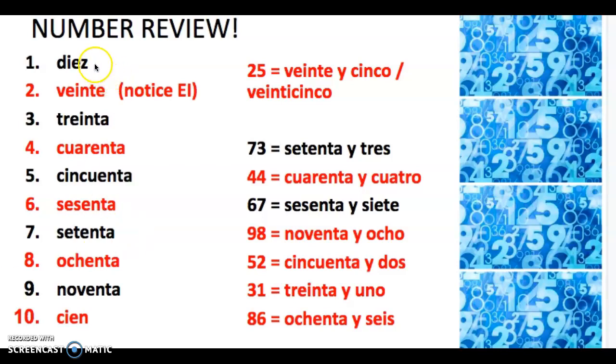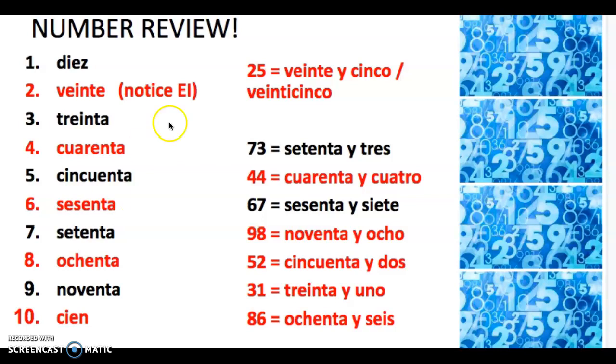So we reviewed 10 is diez, 20 is veinte. Notice the EI here. 30 is treinta. Notice the EI again. 40 is cuarenta. 50 is cincuenta. 60 is sesenta, like seis. 70 is setenta. 80 is ochenta, sounds like ocho. 90 is noventa. And 100 is cien. So make sure you know those because those are one of the most important building blocks to get to the higher numbers.